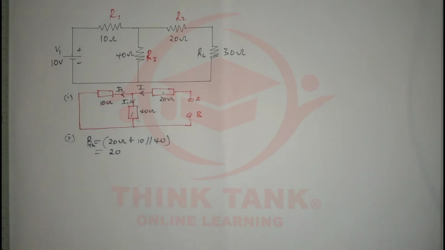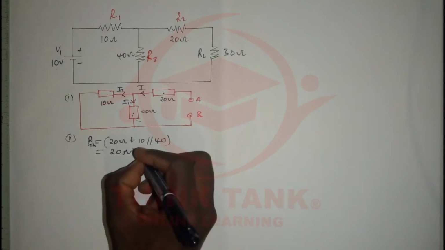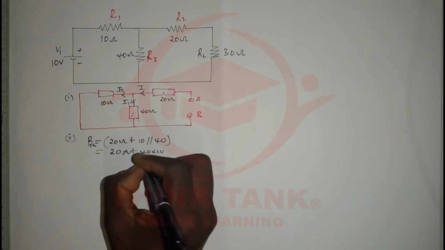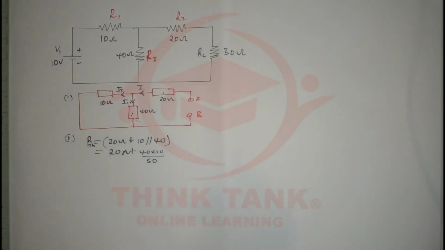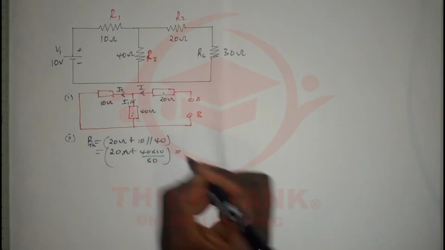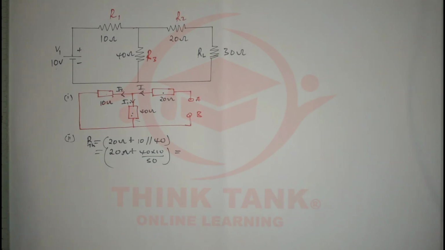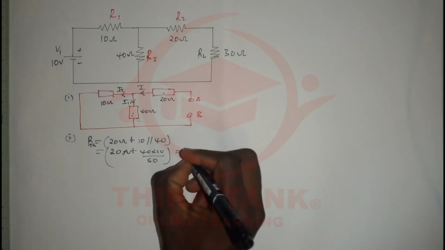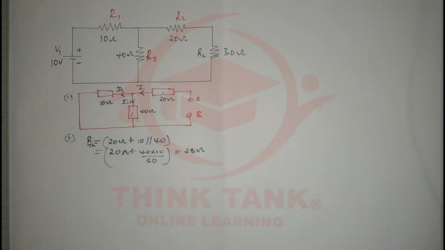So it's going to be the Thevenin resistance, 20 ohms plus. And if two resistors are parallel, the resistance is product over sum. So it's going to be 40 times 10 divided by 50. Okay. And what are we going to get? 40 times 10 is 400, divided by 50. That is 8. So we're going to have 28 ohms.